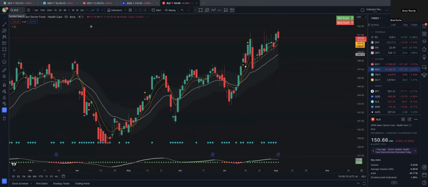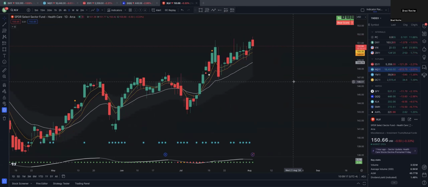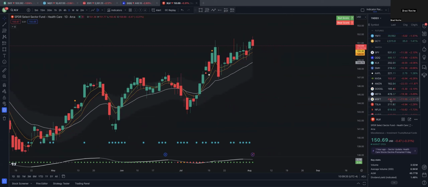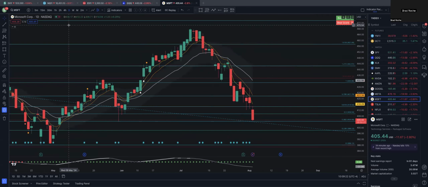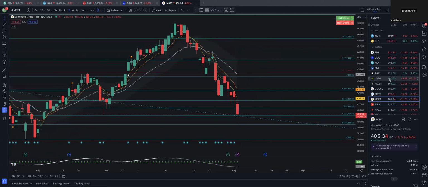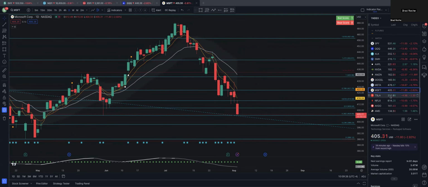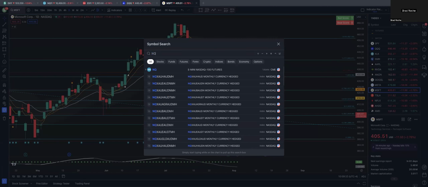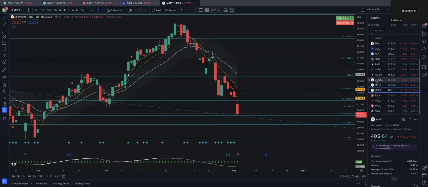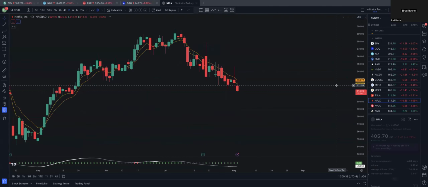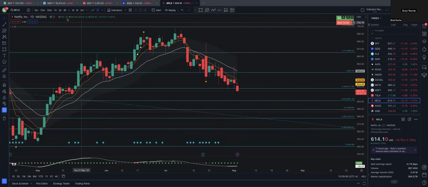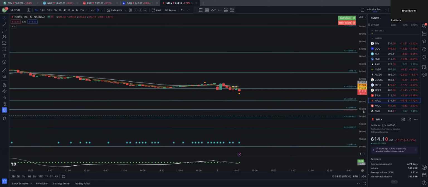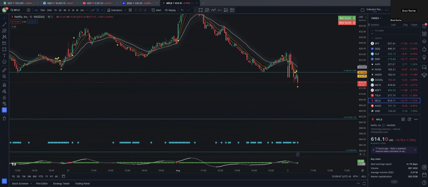How's XLV doing? XLV essentially flat. Meta or Microsoft down pretty bad. What was I gonna look at? How's Netflix doing? Netflix is selling off a bit, trying to break that support. There was your 5-minute sell signal.